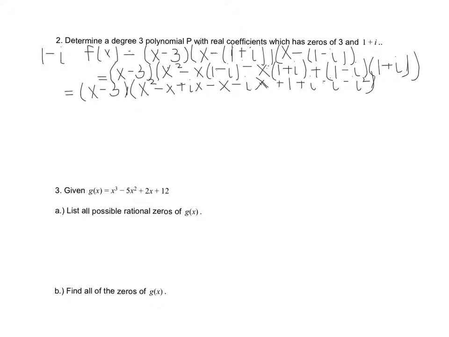We want to continue simplifying. We still have x minus 3. We end up with x squared. The plus ix and the minus ix cancel. The plus i and the minus i cancel. And then we have negative x minus x, which becomes minus 2x. And then we have plus 1, and then we have minus, and we want to replace i squared. i squared is equal to negative 1, so it becomes minus negative 1.